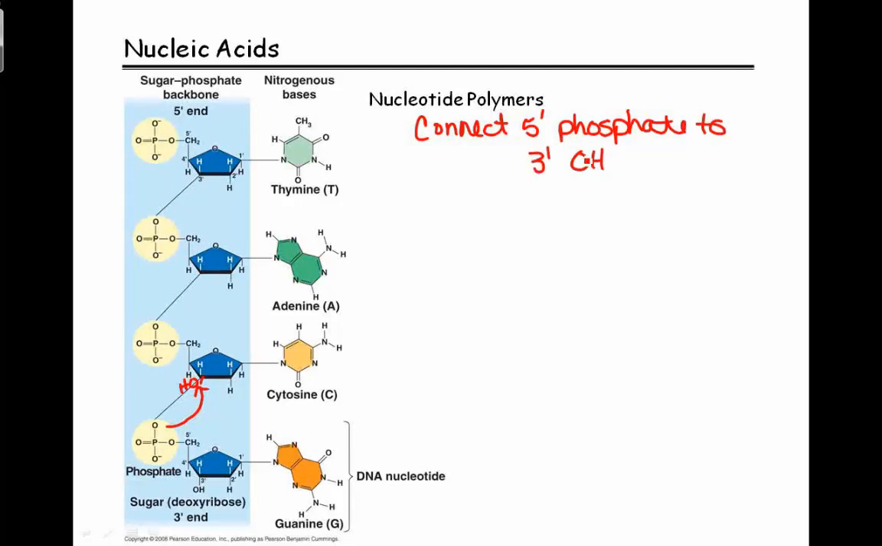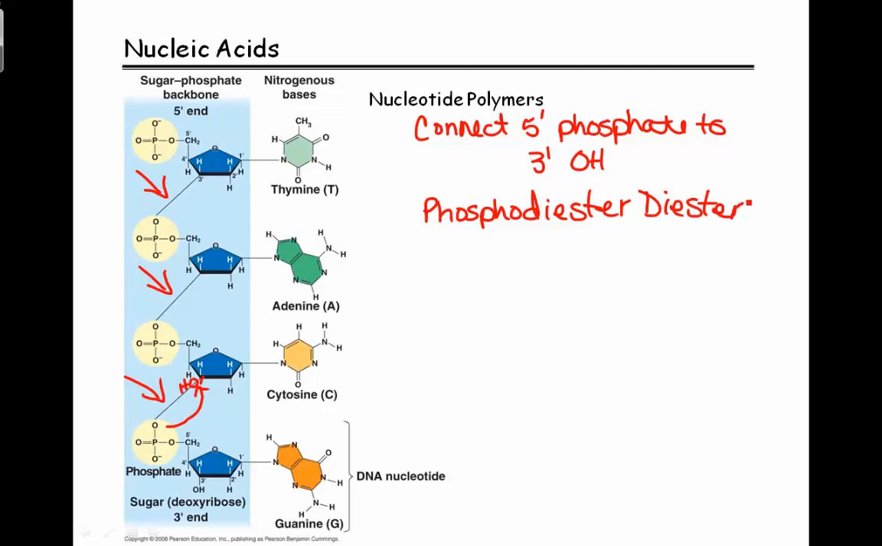Now, when we do this, we are going to create a special linkage. So we would have one of those linkages here, here, and here. And this linkage is known as a phosphodiester linkage. So notice here we have connected together 4 nucleotides, and we're going to have 3 phosphodiester linkages there.